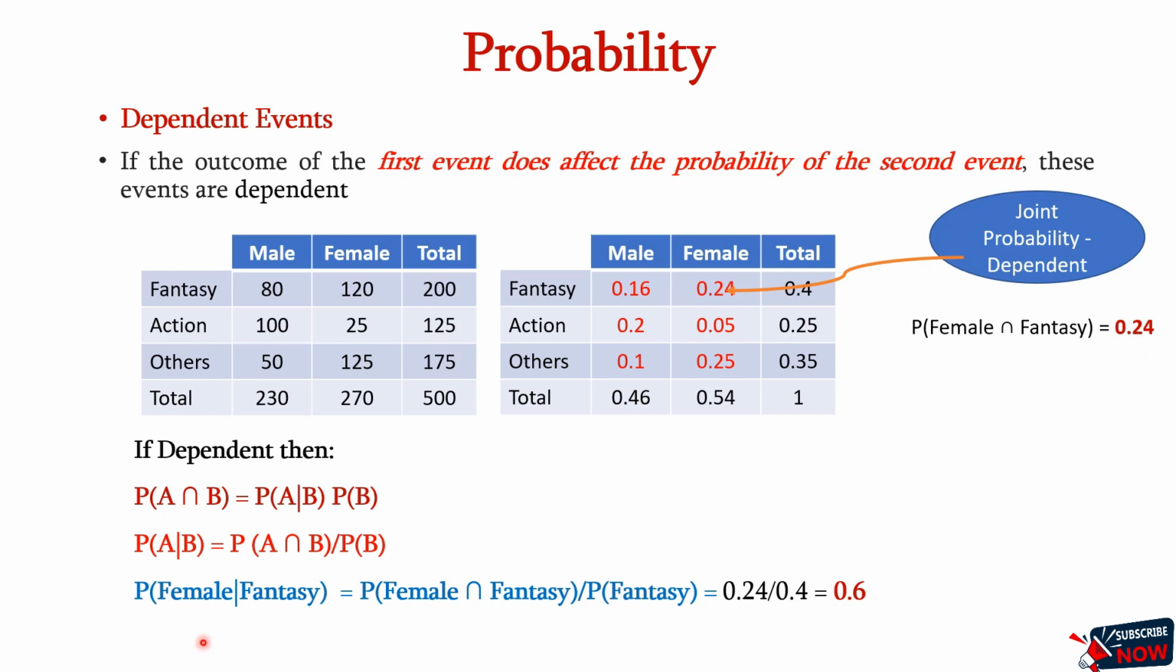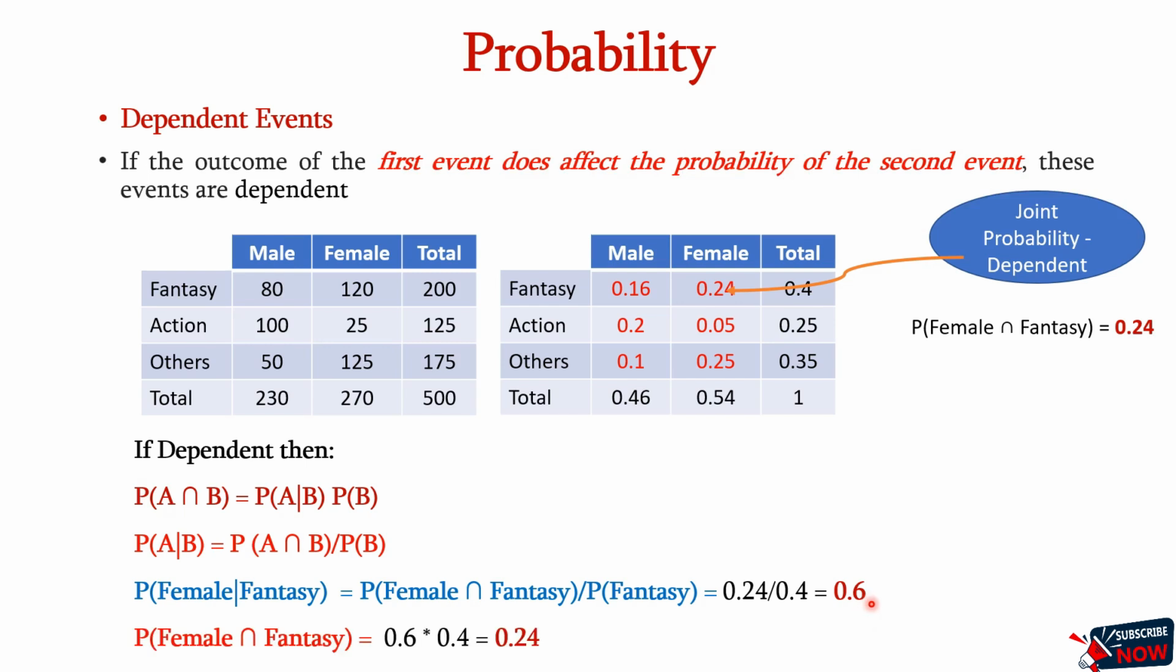So we are considering A as female and B as fantasy. To find the conditional probability P of female given fantasy, the formula is P of female intersection fantasy divided by P of fantasy. Female intersection fantasy, according to this table, is 0.24, and P of fantasy is the total number of fantasy shows, that is 0.4. So we get 0.6.